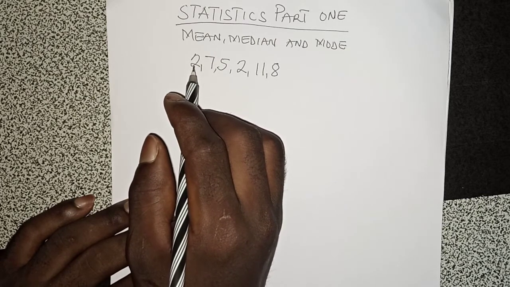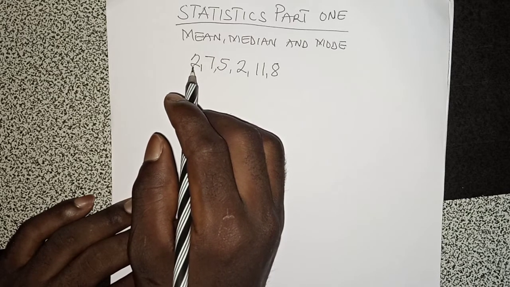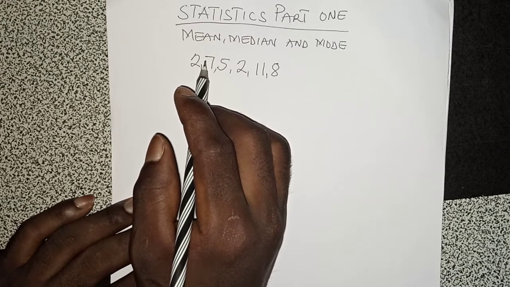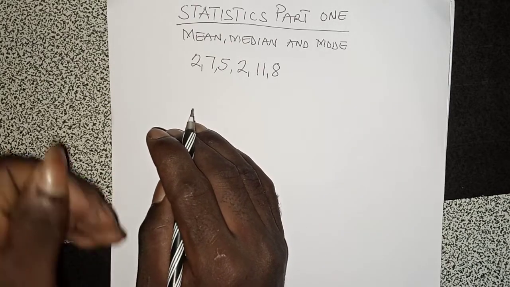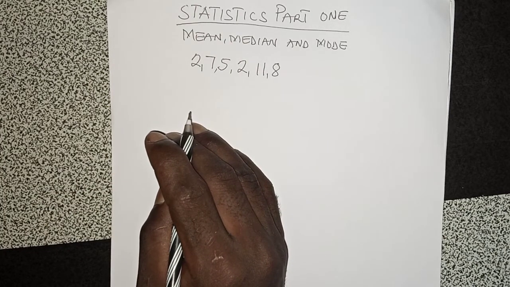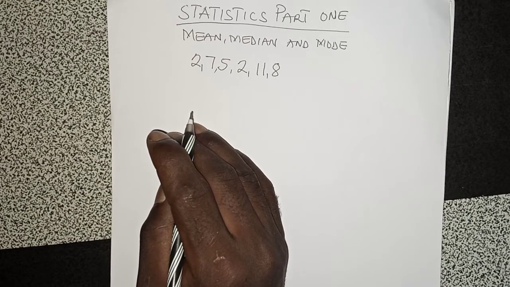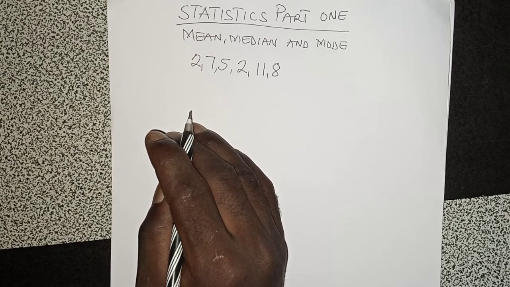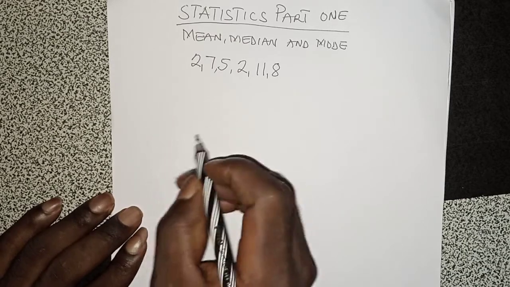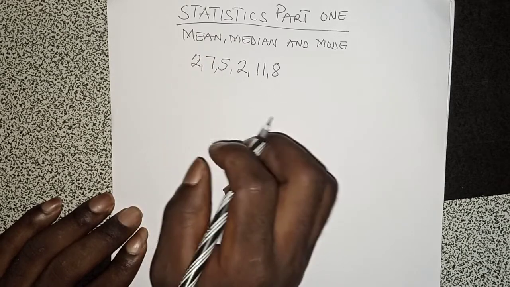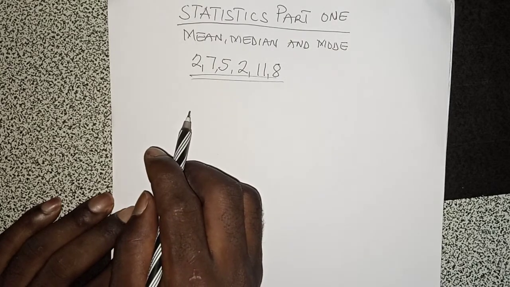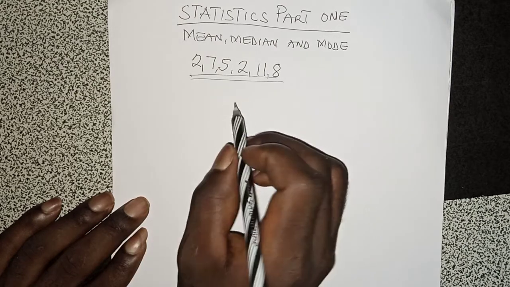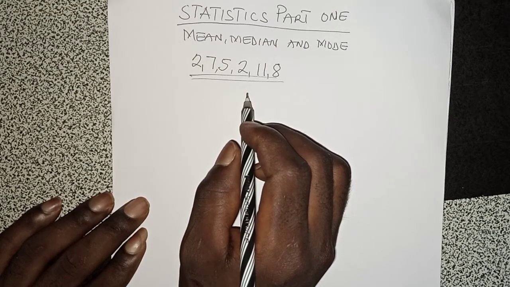But before we go to mean, median, and mode, I just want to elaborate a little on statistics. Statistics is a branch of mathematics that deals with the collection of data, the analysis of data, and the interpretation of data for a better recommendation, in a very simple way. And then let's look at the mean, the median, and the mode given this little data that has been given to us today.